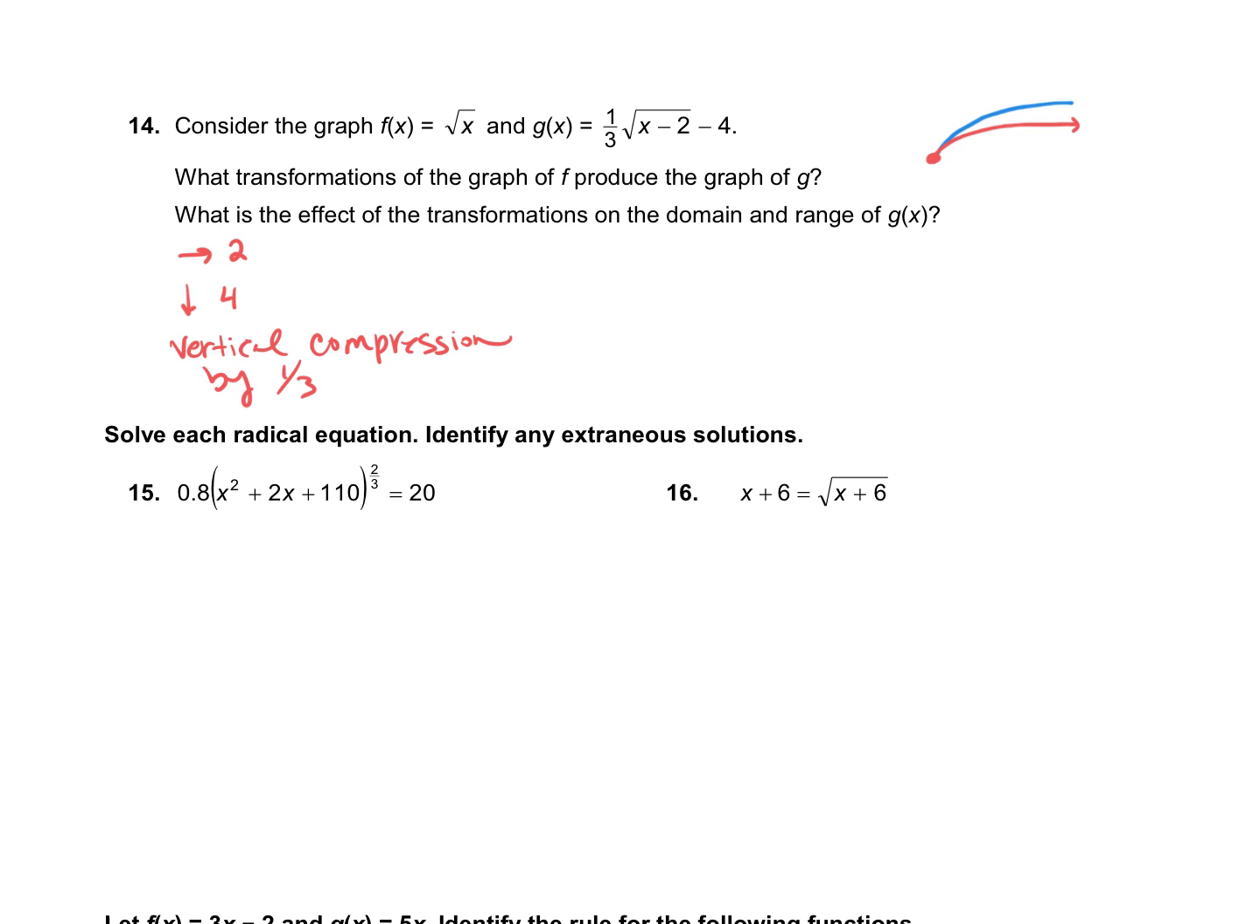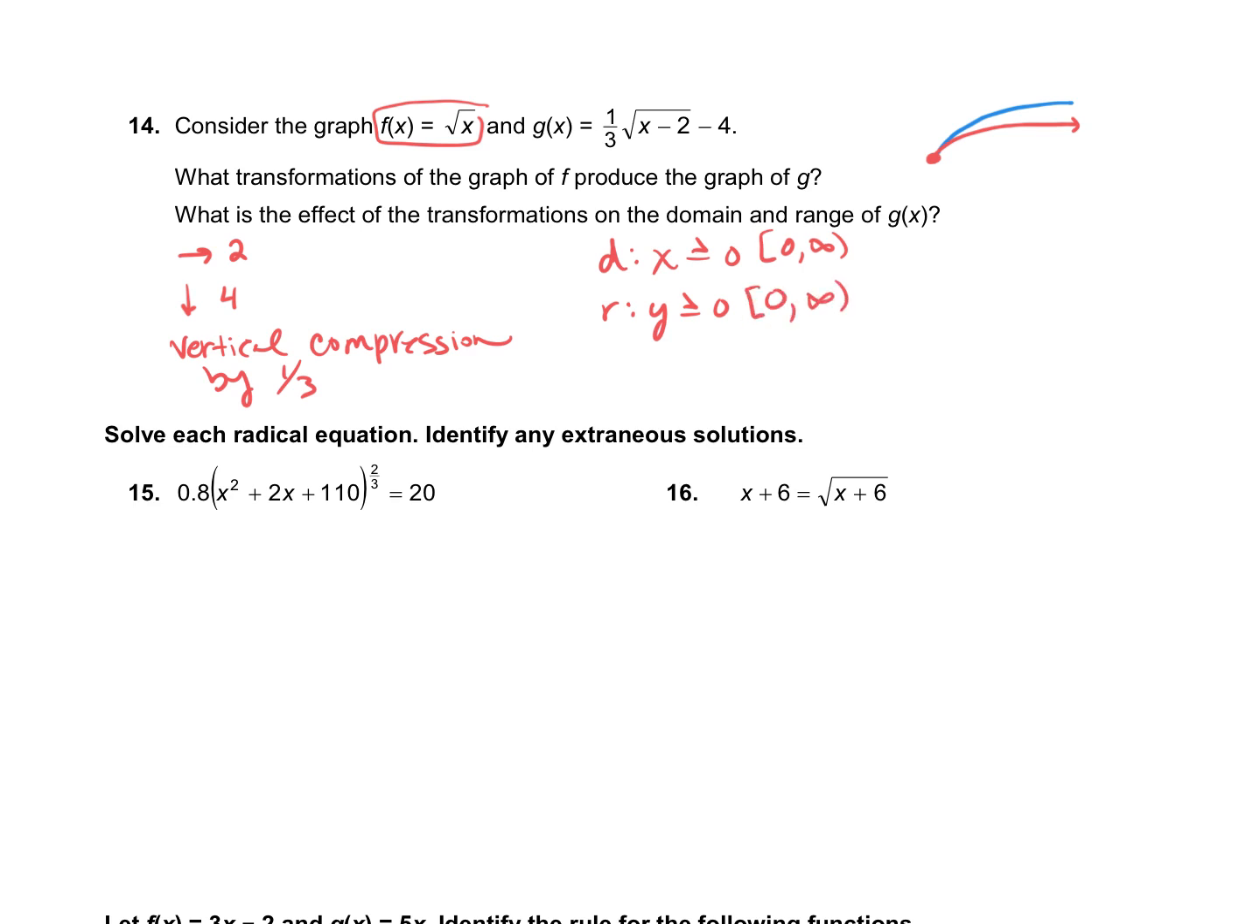What is the effect of the transformations on the domain and range? Let's first talk about the domain and range of our square root function. Our domain is all the x values greater than or equal to 0, so from 0 to infinity. Our range is all the y values greater than or equal to 0. So again, 0 to infinity.